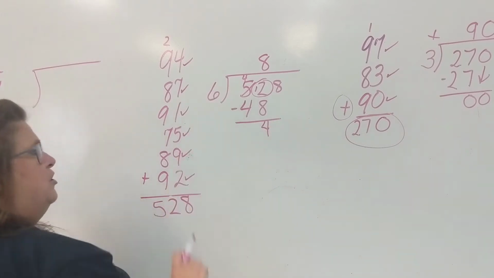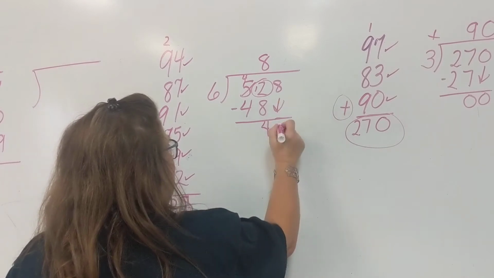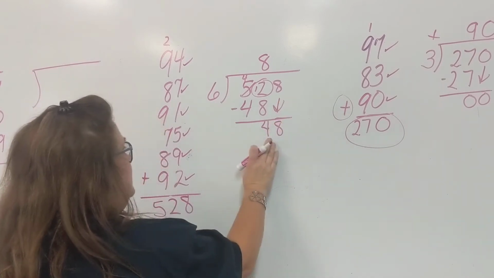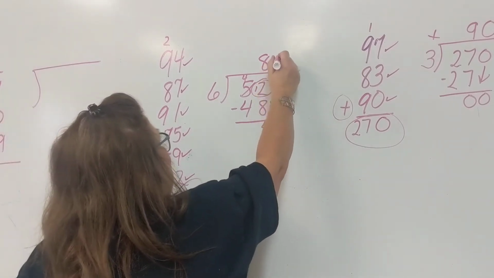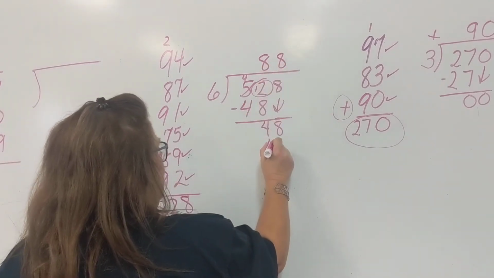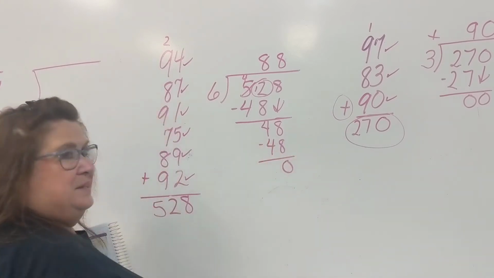Is 4 smaller than our divisor, 6? It is. So we bring down our next digit, which is an 8. And how many times can 6 go into 48? It didn't change, did it? It's still 8. Put our 8 up there, and 8 times 6 is 48. 48 minus 48 is 0.